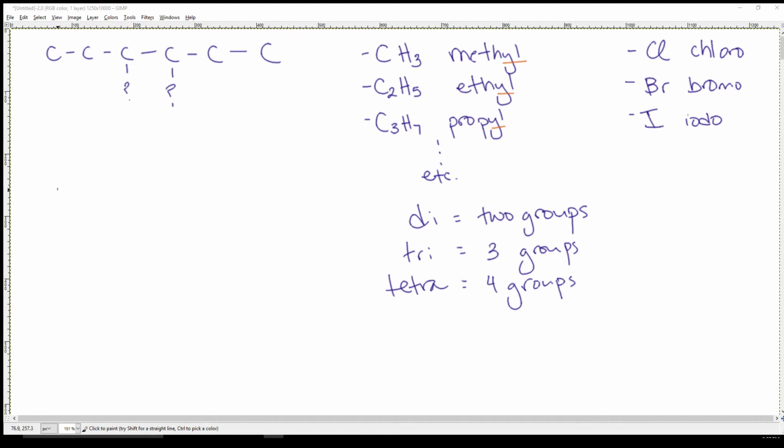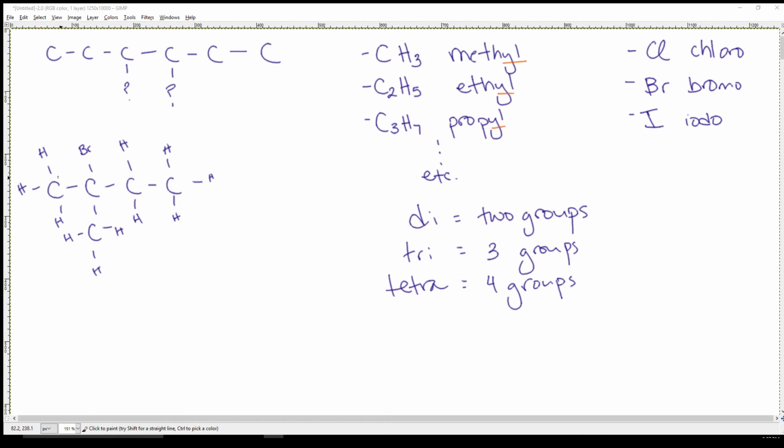So let's do a quick example. Let's say I had this. And there are hydrogens on here. And then let's put bromine over here. Okay. So the first step is to count the longest carbon chain.